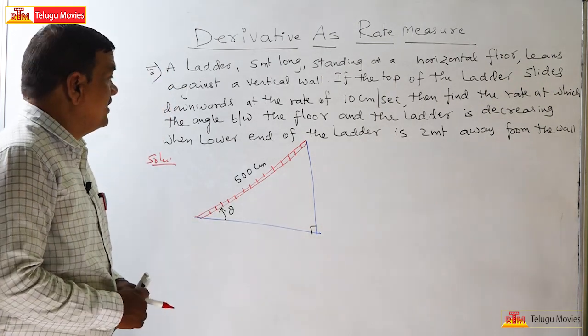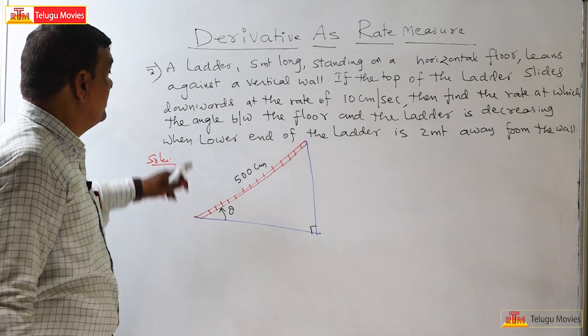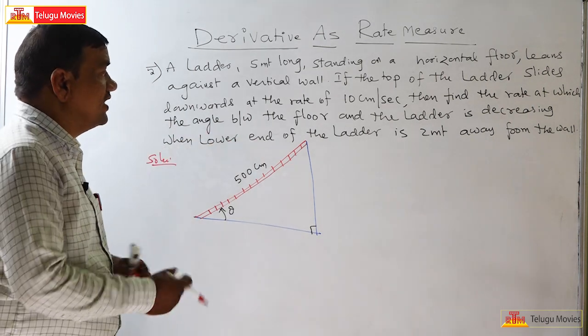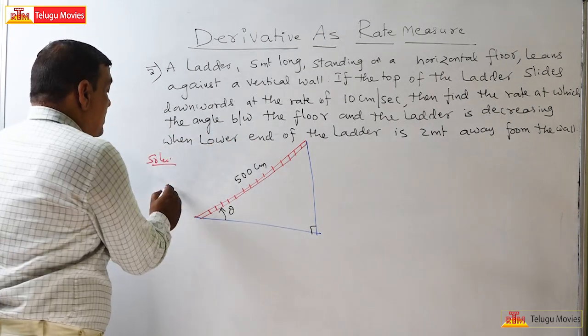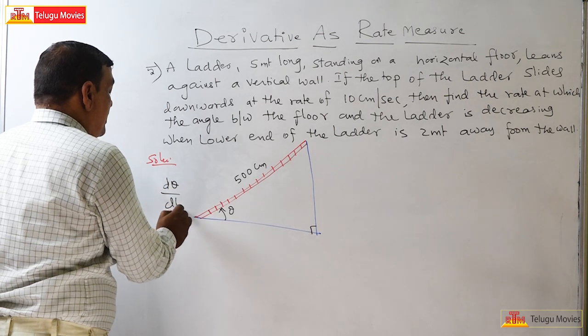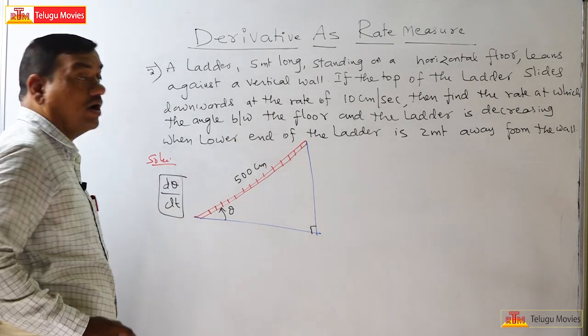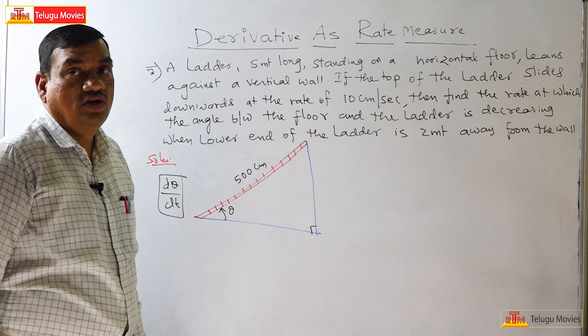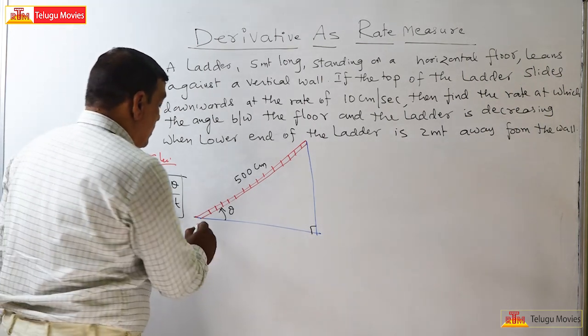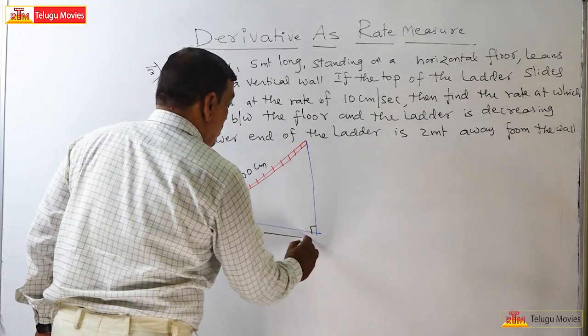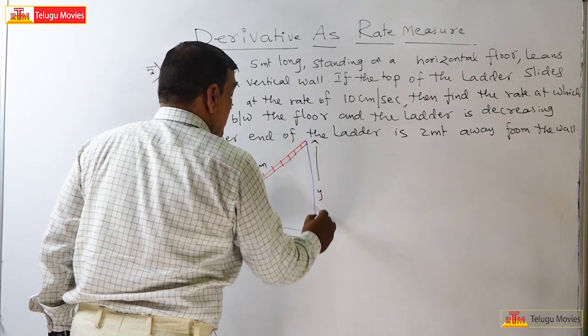Okay? Then what is the rate? Find the rate at which the angle between the floor and the ladder is decreasing. That means on the whole we have to find out d theta by dt. That is the value we have to find out, how much it is decreasing. Okay now, for our convenience let us take this as x value and this as y value.